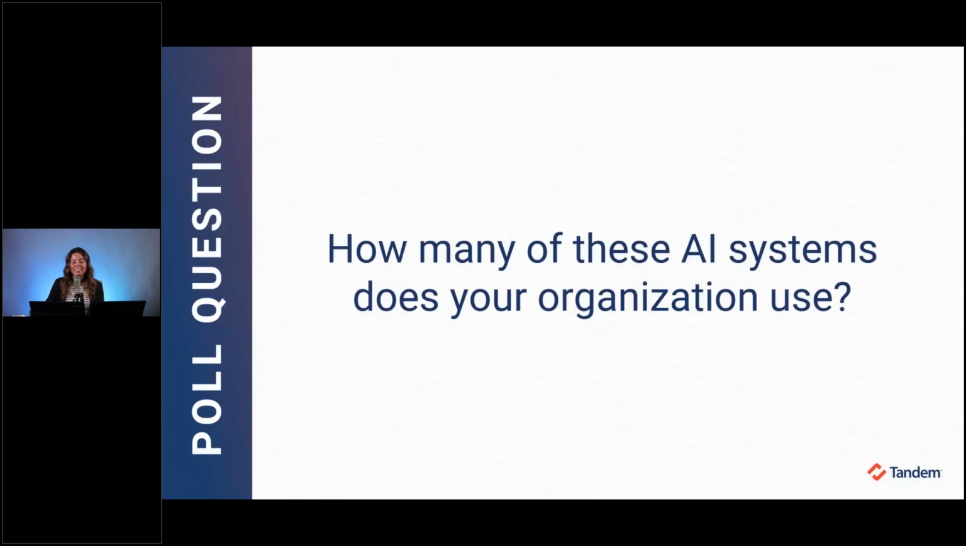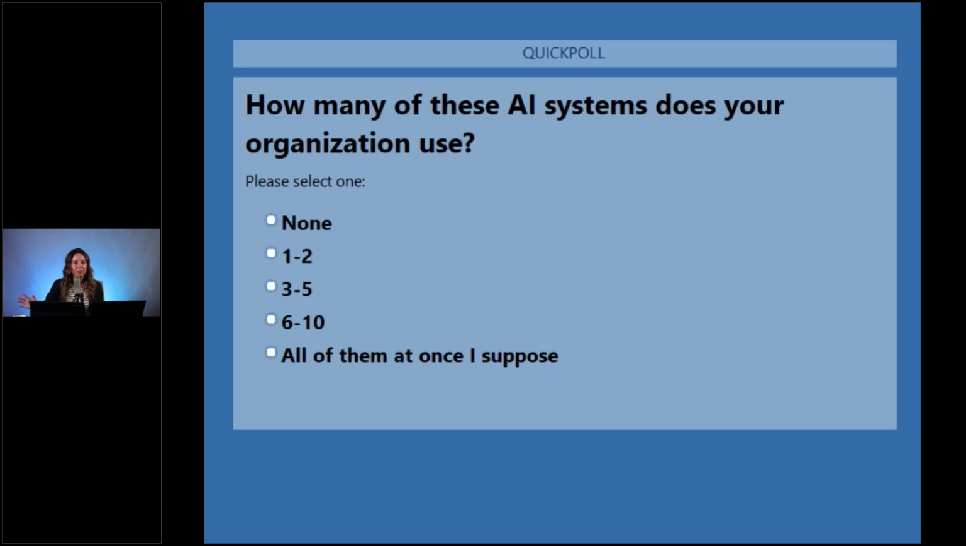Okay. So this leads me to our next poll question. How many of these AI systems does your organization use? And when I'm referring to AI systems, I'm referring to that list that we just saw in that slide. And our answer choices are none, 1 to 2, 3 to 5, 6 to 10, all of them at once, I suppose.